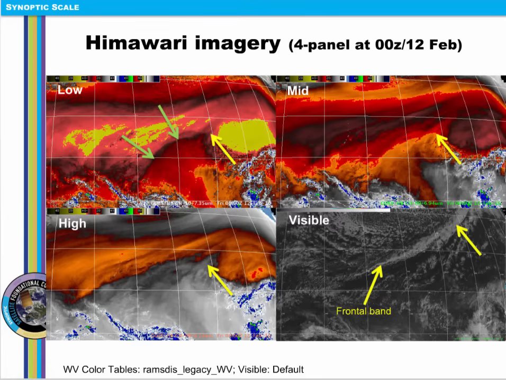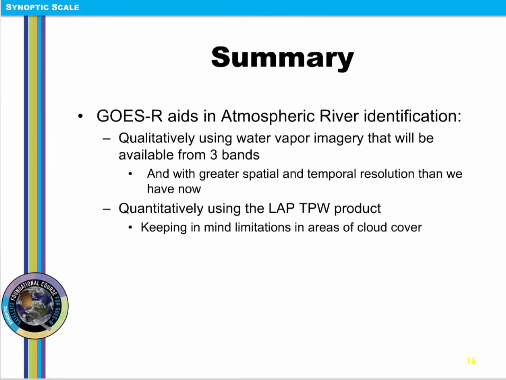Note how it is bringing moisture northward into what otherwise is a very dry atmosphere, as noted by the warmer brightness temperatures in all three water vapor bands present to the northeast of the yellow arrow. In summary, the new water vapor channels and LAP TPW product will aid in identifying atmospheric rivers in the GOES-R era.